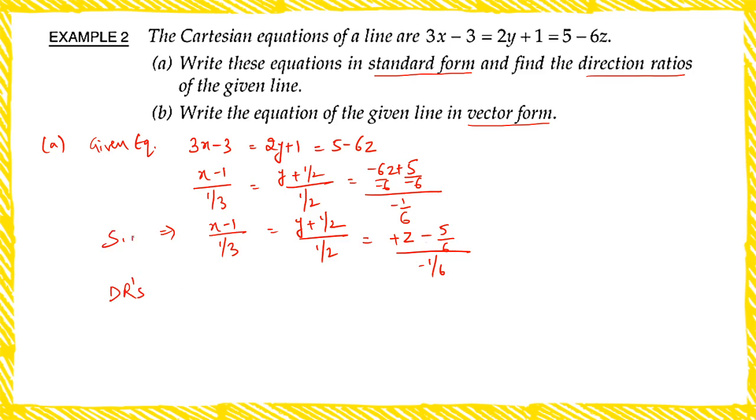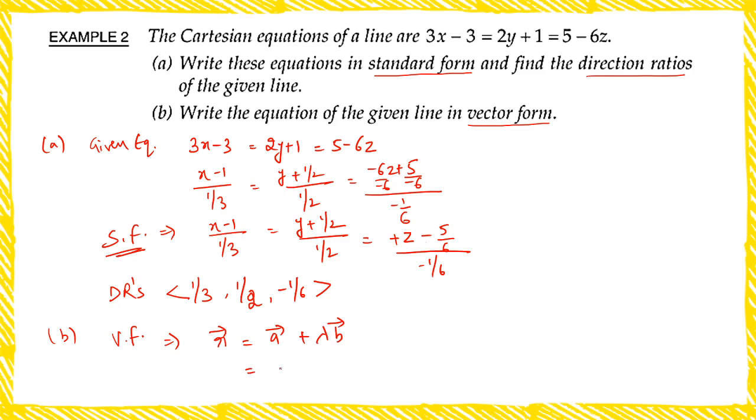DRs, this is the standard form. And now, what are the DRs? 1 by 3, 1 by 2, and minus 1 by 6. Now we have to write it in the vector form also. So what is the vector form? R is equal to A plus lambda B.